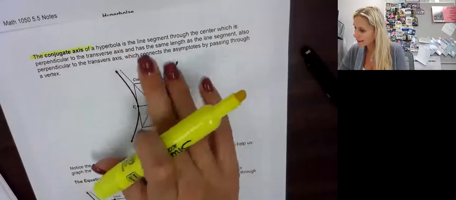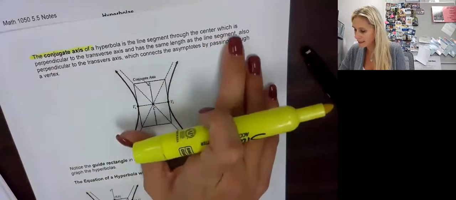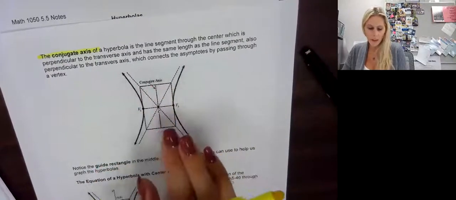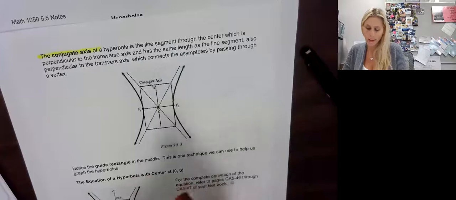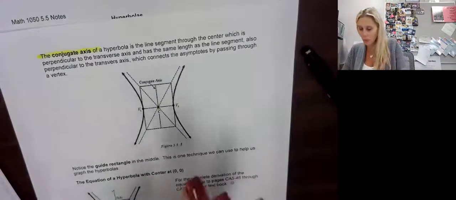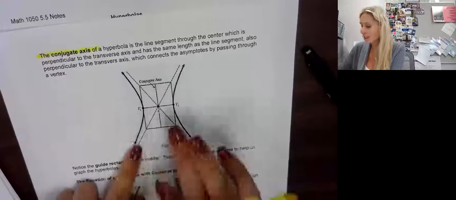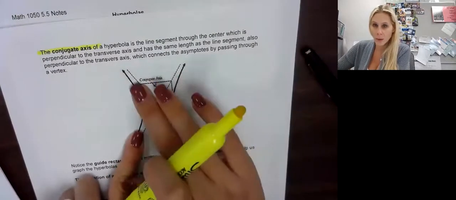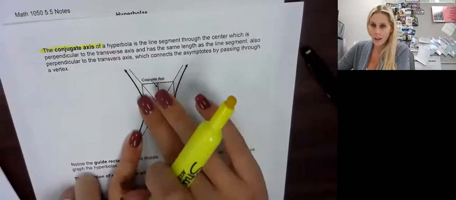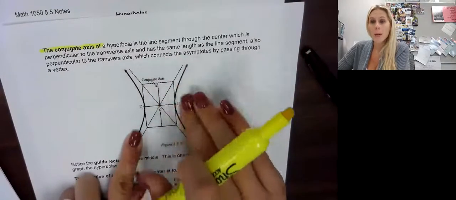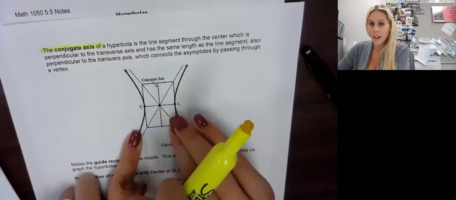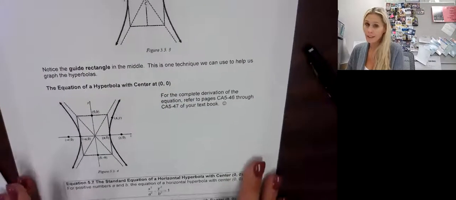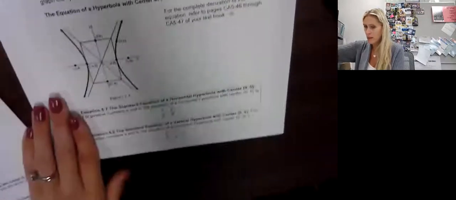Remember that it has the same length as the line segment, so this is the square. We're going to note the guided rectangle. It's a rectangle, we'll get to that. Don't worry. The idea is that the asymptotes will go through the corners. So when we find those asymptotes, we're able to connect that rectangle and know the length of the conjugate axis. This will help us.